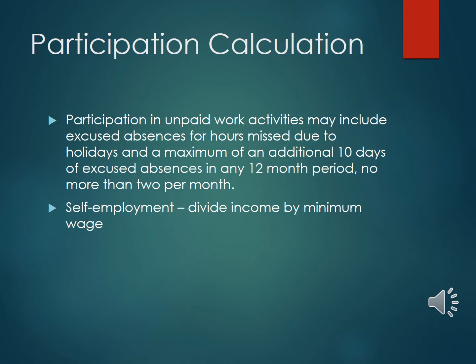Participation in unpaid work activities may include excused absences for hours missed due to holidays and a maximum of an additional 10 days of excused absences in any 12-month period, no more than 2 per month. Self-employment can be used by dividing income by minimum wage for the hours used.